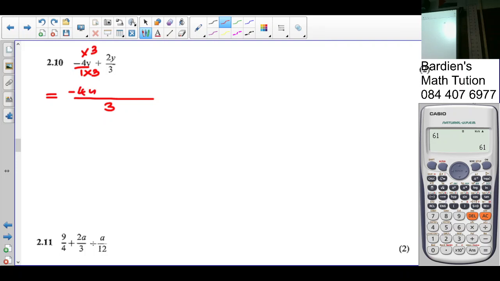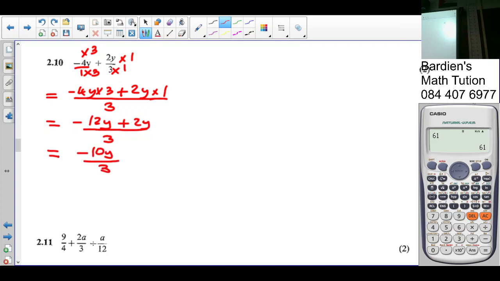So it's negative 4y times 3 plus 3 times what is 3? 1. So it's 2y times 1. Not so? Yes, so what is negative 4y times 3? Negative 12y plus 2y times 1 over 3. So what's negative 12y plus 2y? Negative 10y over 3. Okay, you all agree with that? Any confusion? No?